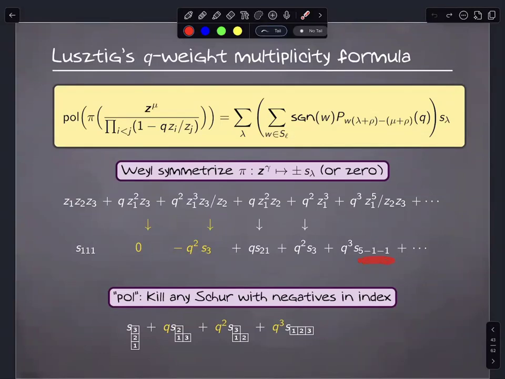Kill the guys that have negatives, and look what you get in this example. This should look familiar to you. It was the example that we did in the very beginning, the sum of Schur functions with tableaux. So this is actually a Macdonald polynomial in a special case, just as Q's. And so the point is that this Q partition function, if you Weyl symmetrize it, leads somehow to a Schur positive sum.